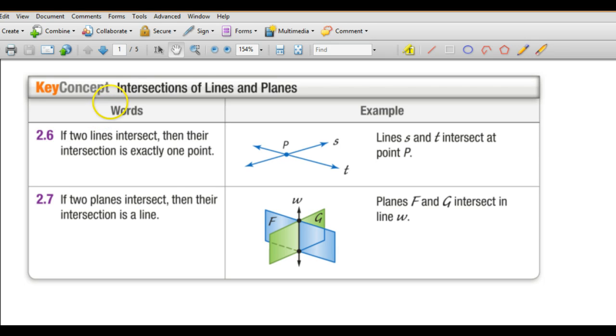Now a little bit about intersections. So we have postulate 2.6. If 2 lines intersect, then their intersection is exactly 1 point. Example, lines S and T intersect at point P. In postulate 2.7, if 2 planes intersect, then their intersection is a line. Example, planes F and G intersect in line W.